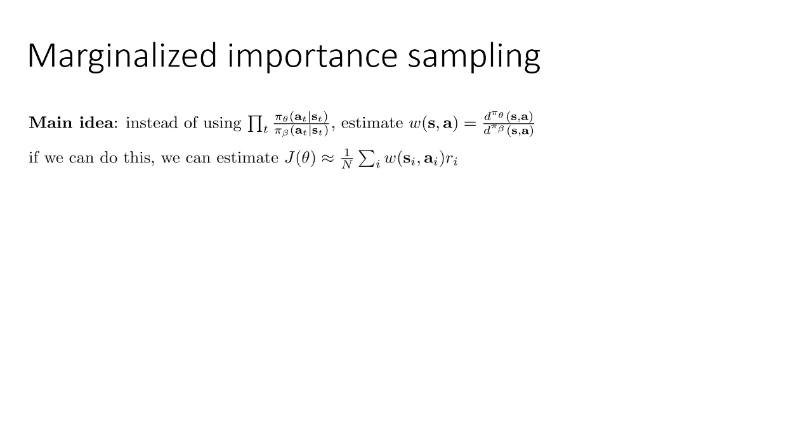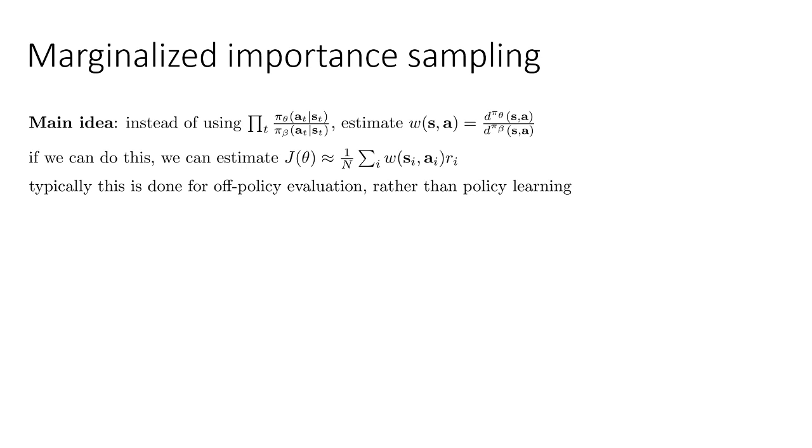But if you can recover these state action importance weights, then it's very easy to estimate the value of some policy just by summing over all of your samples and averaging together the weighted rewards. So doing off-policy evaluation is trivial if you can recover these w s a. And of course, if you can do off-policy evaluation, then you could also plug those value estimates into policy gradient as well, if you prefer. But typically, marginalized importance sampling in the literature has been used just for off-policy evaluation. I haven't seen it used very much for policy learning, although I think that should be possible.